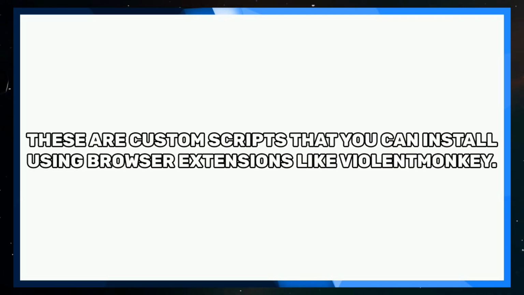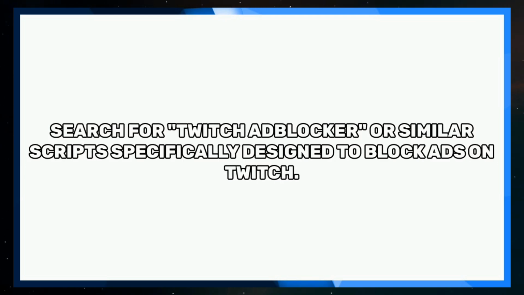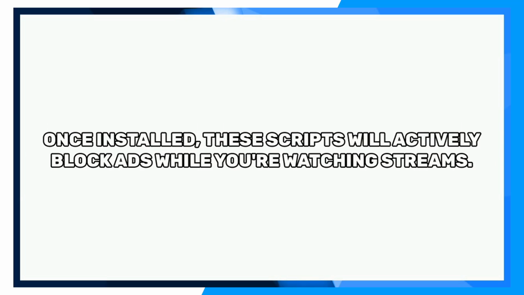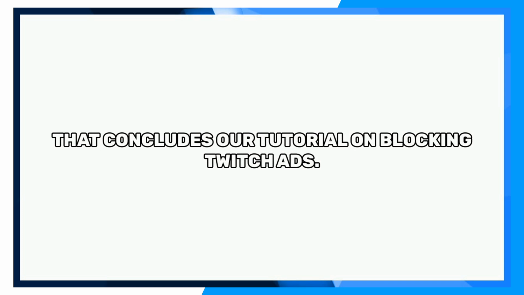Lastly, we have ad blocker scripts. These are custom scripts that you can install using browser extensions like Violentmonkey. Search for Twitch ad blocker or similar scripts specifically designed to block ads on Twitch. Once installed, these scripts will actively block ads while you're watching streams.